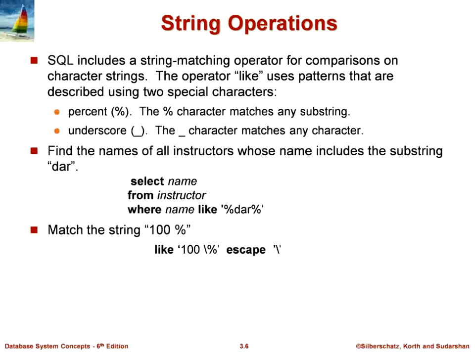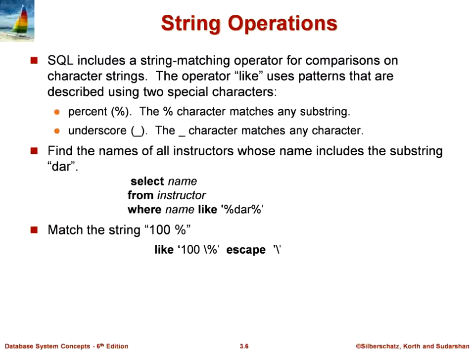SQL includes a string matching operator for comparison on character strings. The operator like uses patterns that are described using two special characters, percentage and underscore. The percentage symbol matches any substring. For example, you want to find the names of all instructors whose name includes the substring dar. So any instructor name which contains dar in it, whether at the beginning, at the end, or in the middle, you want to display all of those names.